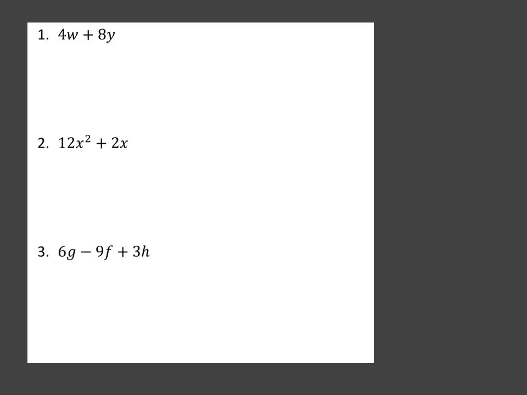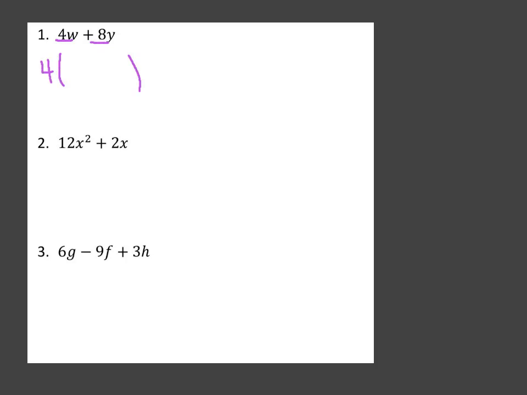Example number 1, 4w plus 8y. I have to figure out what is the greatest or the largest factor that these two terms have in common. So I'm going to ask myself, what can both of these numbers be divided by? Well, 4 and 8 can both be divided by the number 4. So I'm going to put the number 4 in the front, and now I'm going to fill up my parentheses.